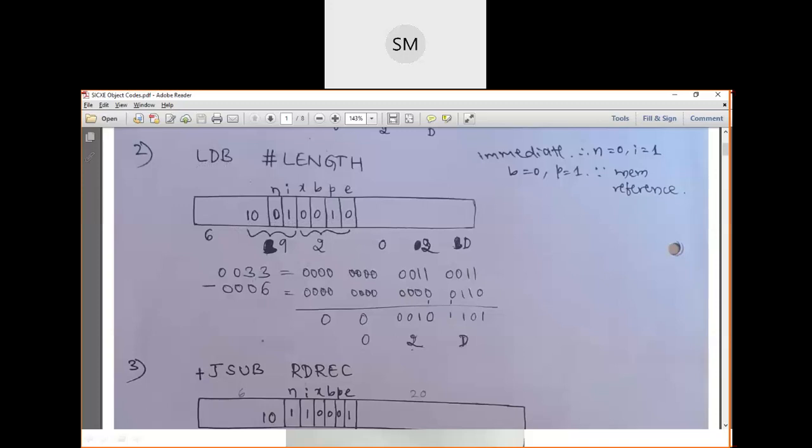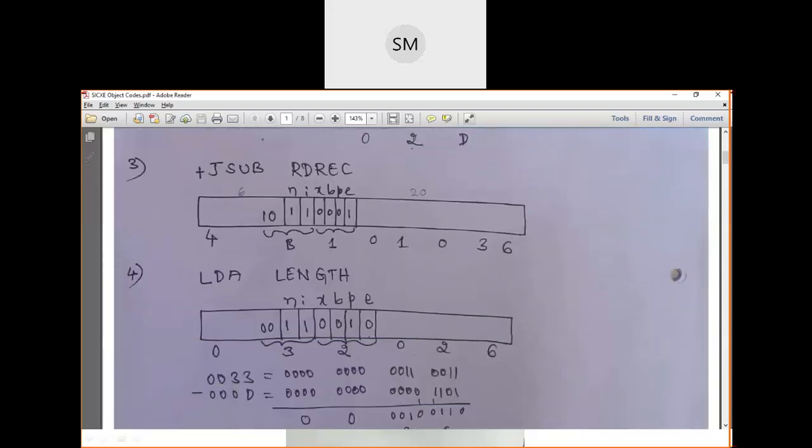Then the target address of LENGTH is 0033 minus 0006. Why 0006? It is the address of the next instruction to be executed. The next instruction in my program is +JSUB, and its address is 0006. After performing this subtraction, you will get your object code as 69202D. Okay. Next instruction, the third one.